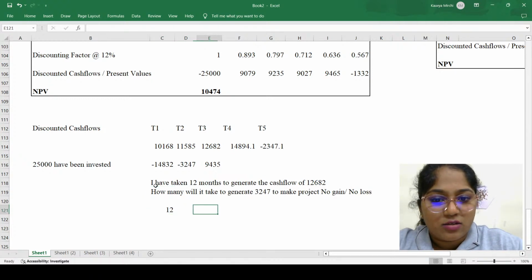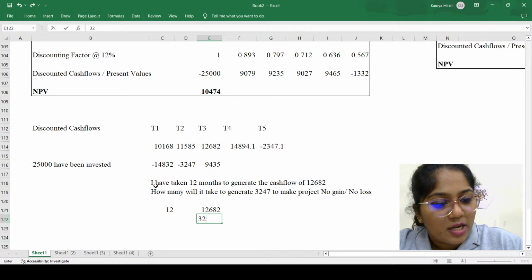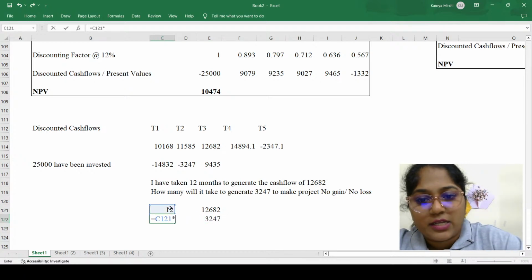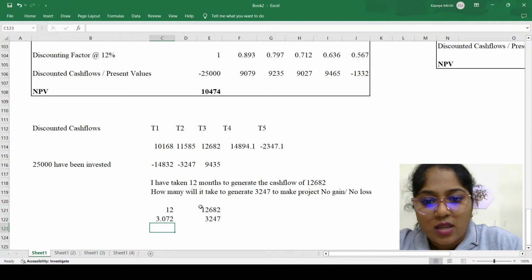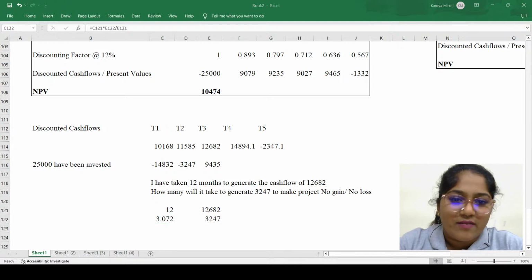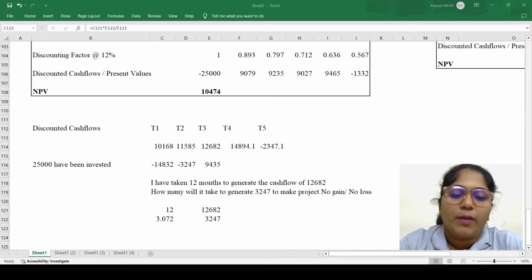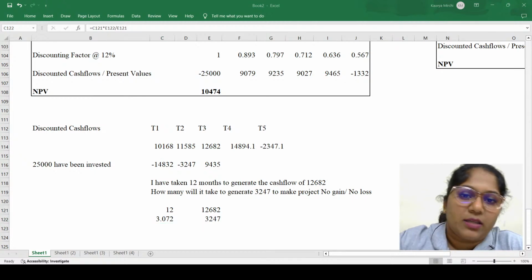So 12 months have been taken to generate $12,682,000. How many months will it take to just generate 3247? That's when it becomes 0. If I do the cross multiplication, it will be 12 into 3247 divided by this value, which is 3.072. Correct, everyone? So when I do this, what is my discounted payback period that you can expect?